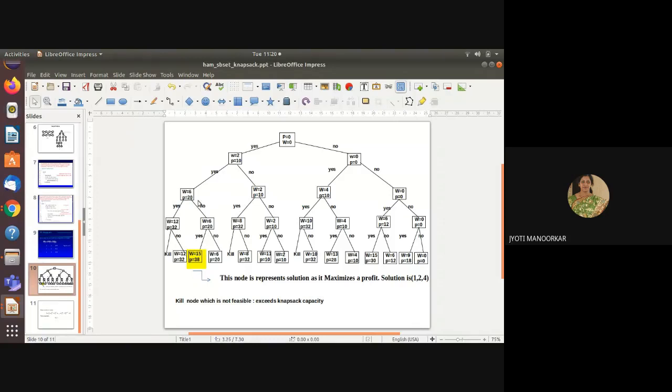Yes, tell me. At this node, when I have included first atom and second atom, then what is the remaining capacity of knapsack? Total capacity कितना था? 15. So after including first element's weight and second element's weight, how much is remaining? 15 minus 6, right? ठीक है? So 15 minus 6 कितना है?